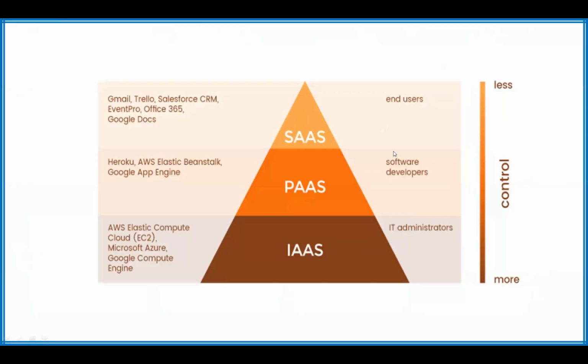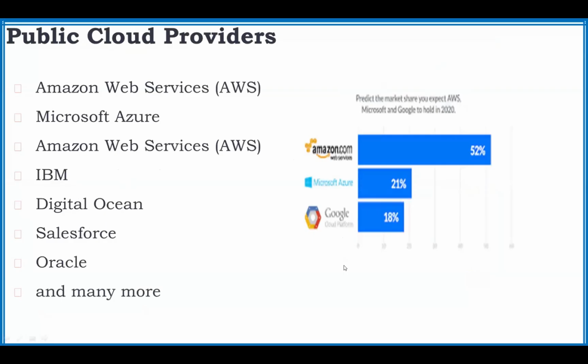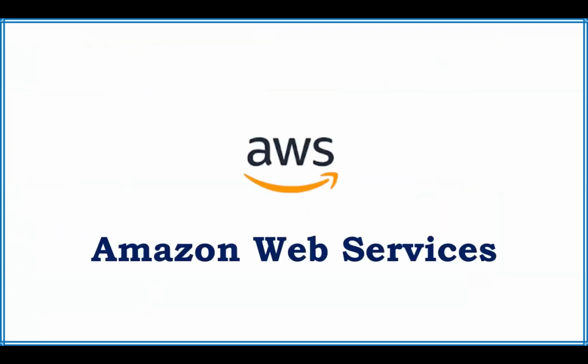As I already mentioned, there are certain definitions. There are multiple public cloud providers, where public cloud provider means anybody can use them: AWS, Microsoft Azure, Google, Alibaba, multiple clouds are there. Amazon Web Services is one of them. Then Microsoft Azure, IBM, DigitalOcean, Salesforce, Oracle, and many more.